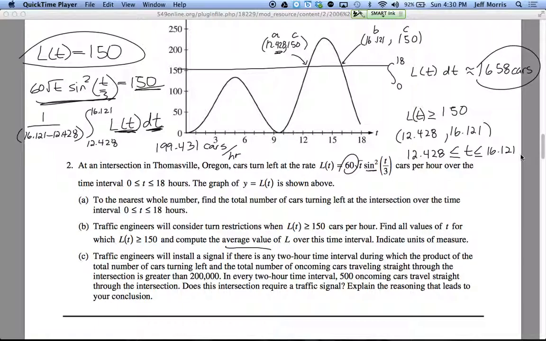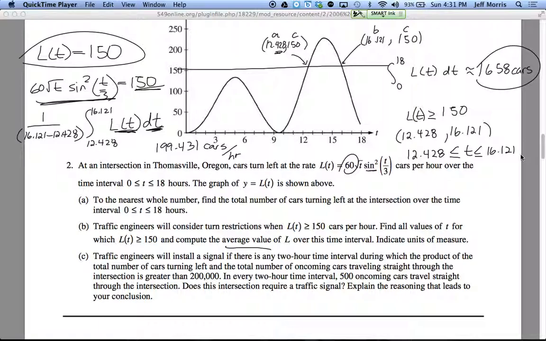It's up to you. All right, traffic engineers will install a signal if there's any 2-hour time interval during which the product of the number of cars turning left and the total number of oncoming cars traveling straight through the intersection is greater than 200,000. In every 2-hour time interval, 500 oncoming cars travel straight through the intersection.